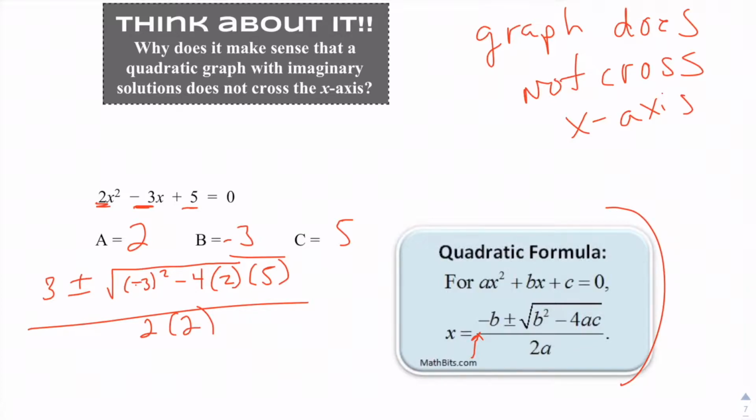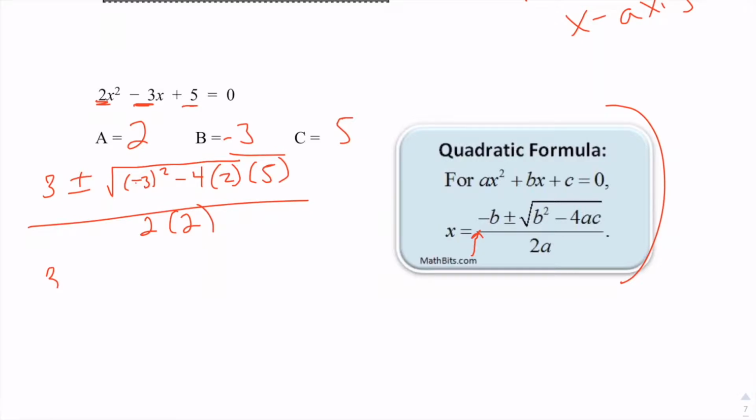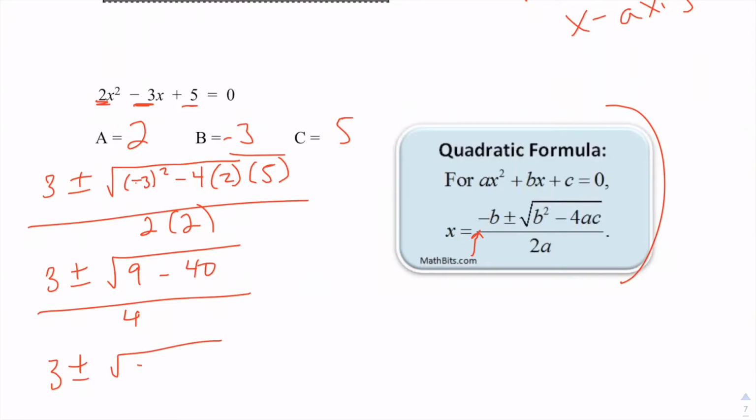You might need a calculator to start working on this. So let's simplify a little bit here. I get 3 plus or minus the square root of 9 minus 40, all over 4. Well, that's going to give me 3 plus or minus the square root of -31, all over 4.